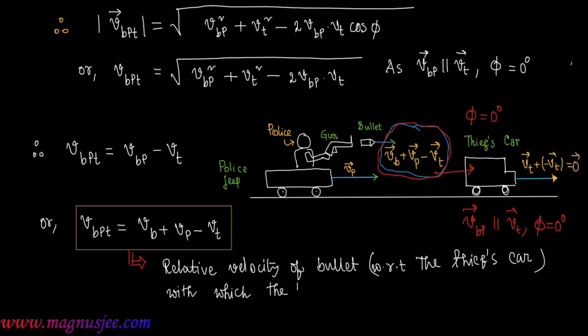VBPT is equal to VB plus VP minus VT, which is the relative velocity with which the bullet will strike the thief's car.